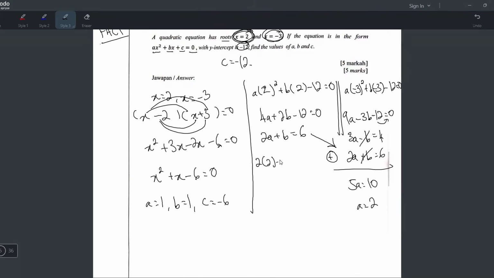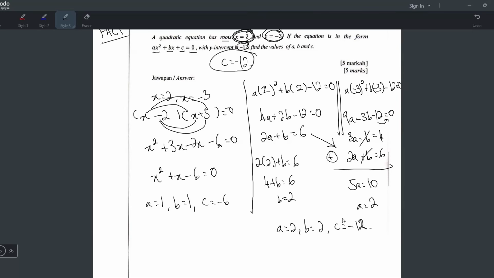Substitute back, 2 times 2 plus b equals 6. 4 plus b equals 6, b equals 2. Okay, you can use your calculator to help you for this part. Okay, after getting your a and b, how do you get the c? The c is this one. So the a is 2, the b is 2, the c is negative 12.